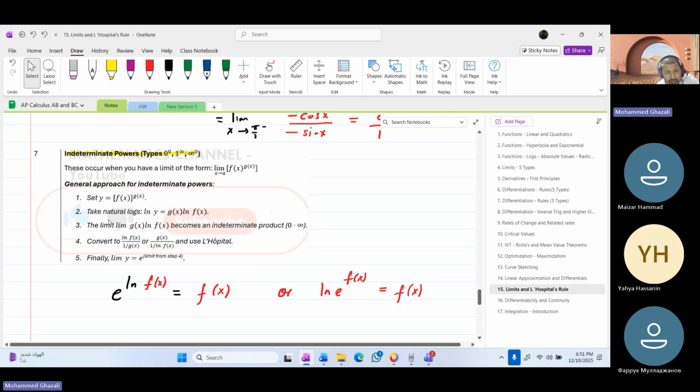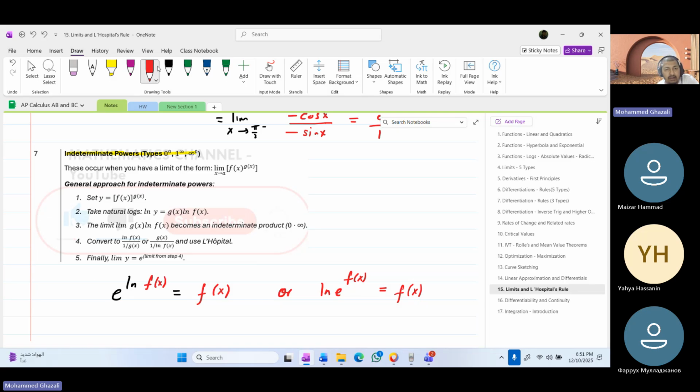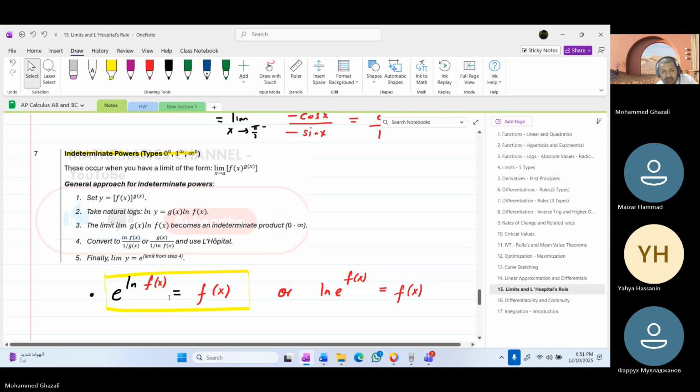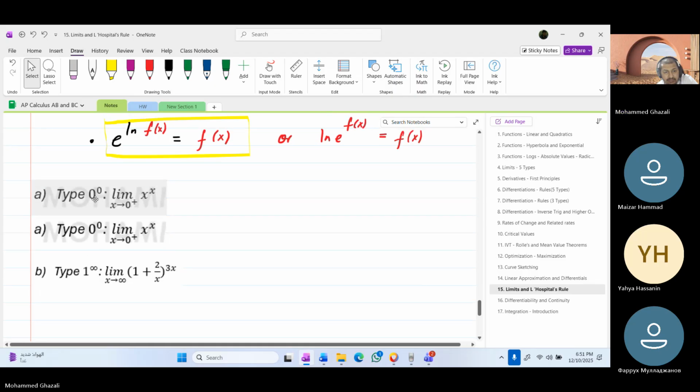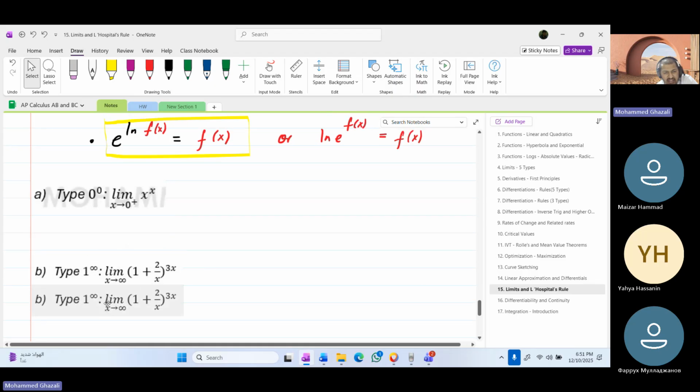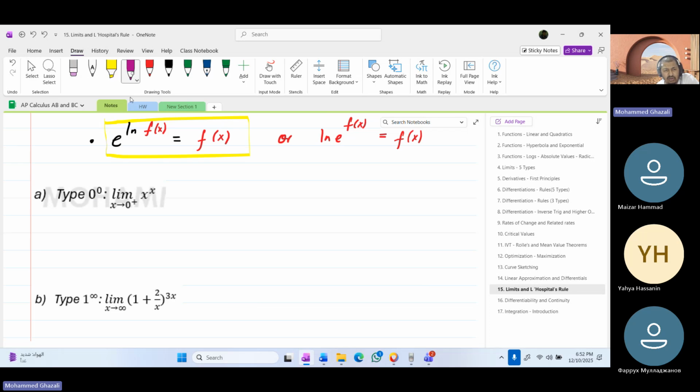So I'm not going to use those rules. There's an easier method. We're going to use e to the power ln and just solve this. I will always use this for all 3 of these indeterminate powers, and then solve the limit. I only have 3 examples here. So type 0 to the power 0. How do we know it is 0 to the power 0? Let's substitute 0 inside here. Okay, we're getting 0 to the power 0.